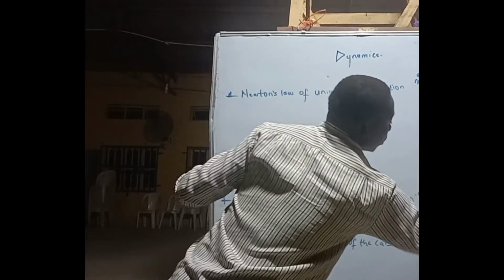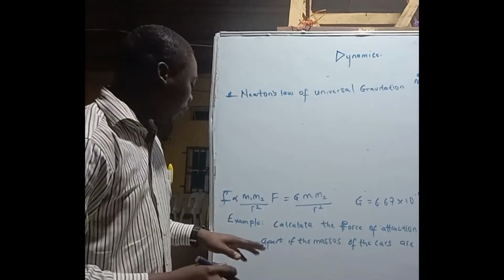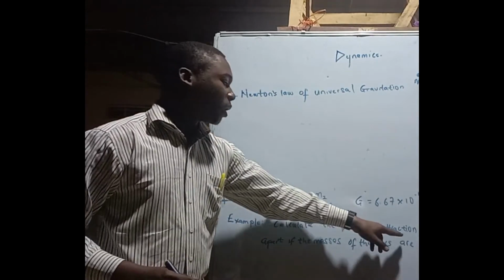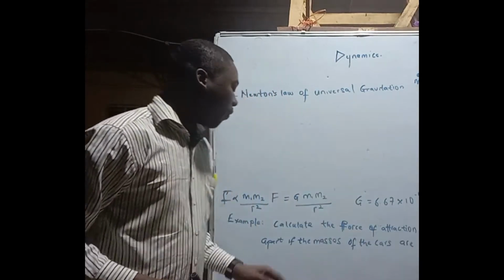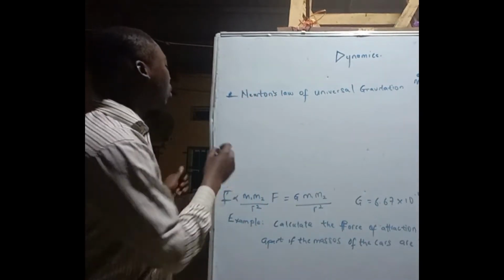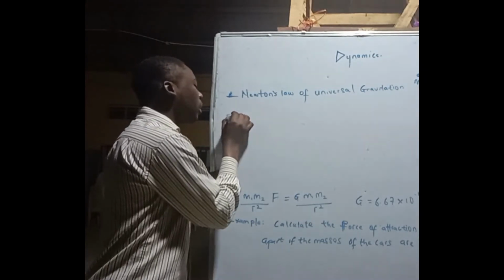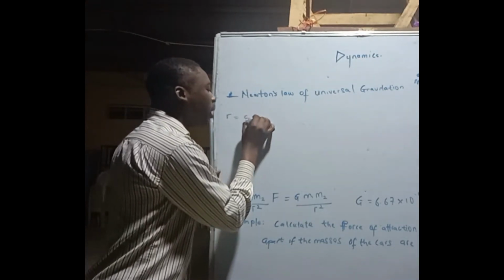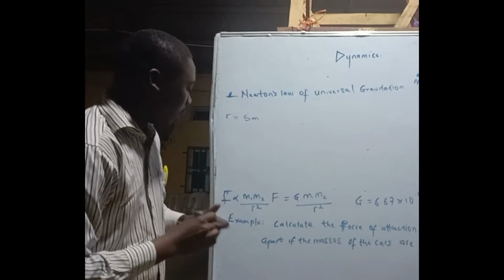Alright, so let's solve this. Calculate the force of attraction of two cars 5 meters apart. So what to do from there? The distance between them is 5 meters. We note that first.